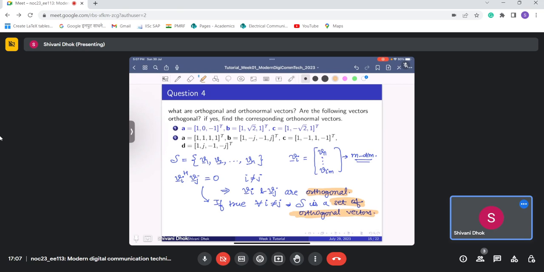Now, what are orthonormal vectors? Along with being orthogonal, if vi Hermitian vi is equal to 1, and vj Hermitian vj is equal to 1, then these are known as orthonormal vectors.